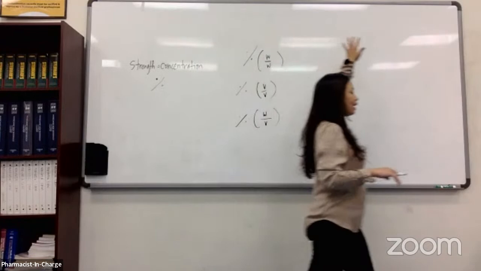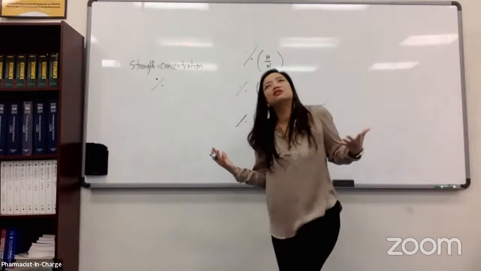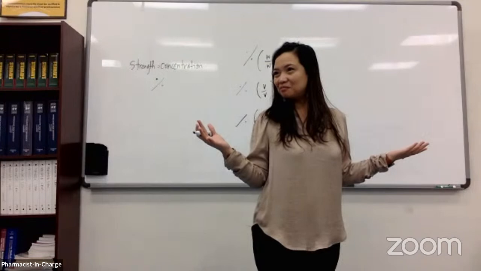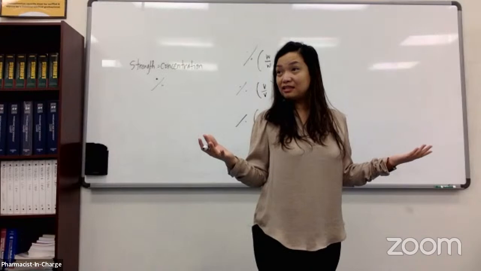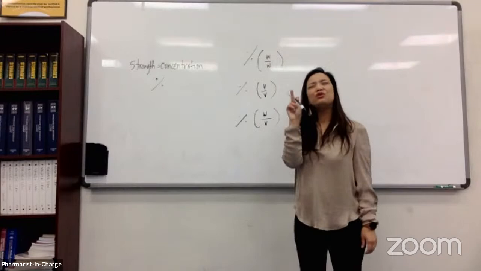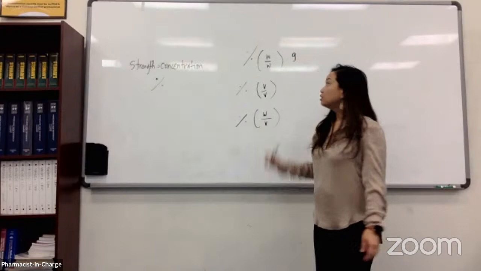But now, if it's weight over weight, that means, picture this. You're mixing two powders as active ingredients. You have to mix them thoroughly and evenly so you're giving the exact amount to the patient. Weight in terms of percentage, no matter what happens, will always be in grams. So for this part, it's grams over grams.